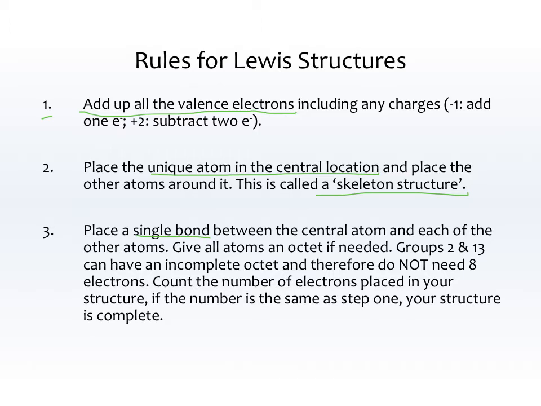Give all of them an octet if needed. So group 2 and 13 don't really need an octet, so they don't need 8 electrons. Remember, hydrogen also does not need 8 electrons. Count the number of electrons placed in your structure. If it's the same as step 1, you are done. Okay, so we're going to try some examples from rules 1 through 3. Flip to the example page on your notes.